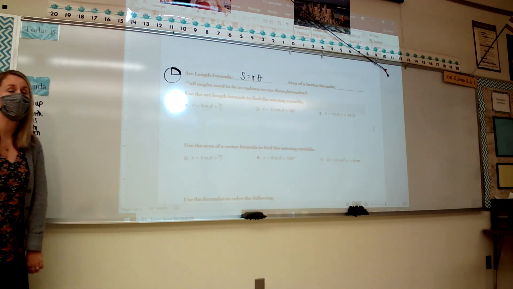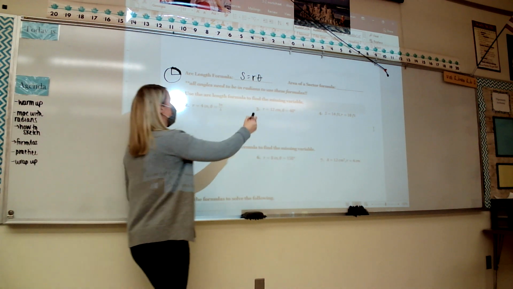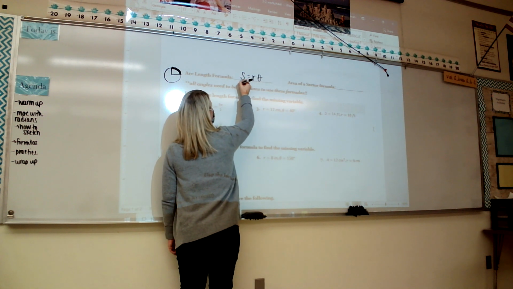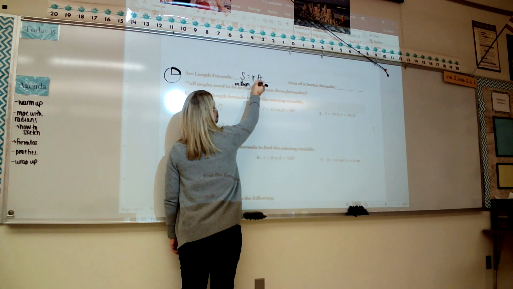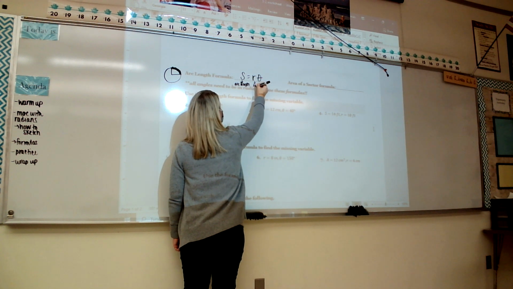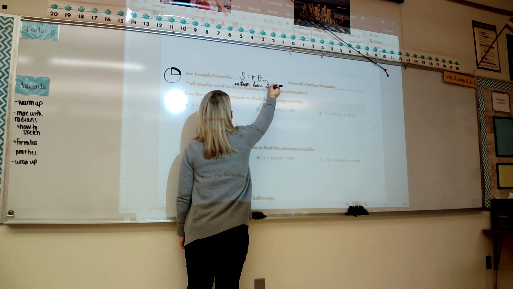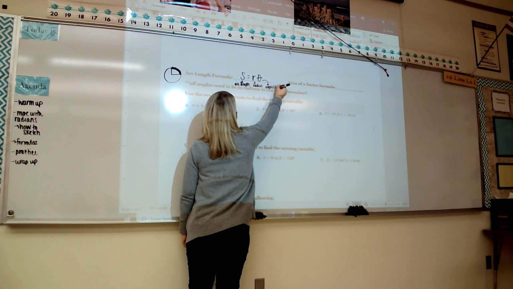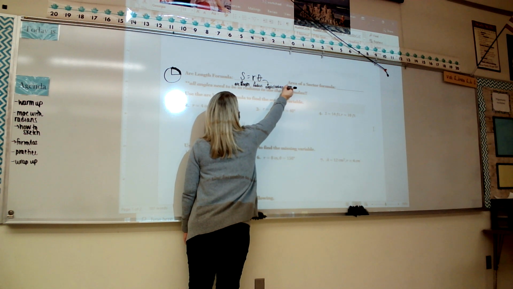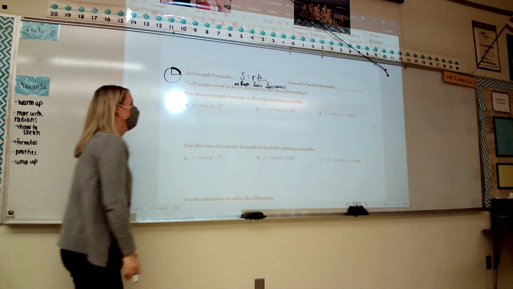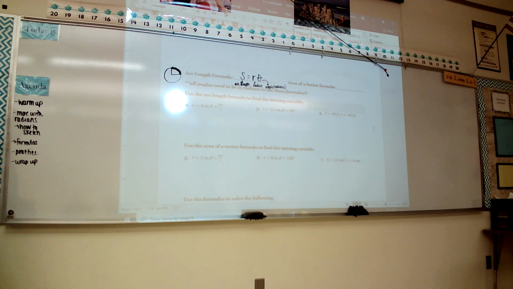Okay, so that's not a bad formula. Just as a heads up, S is arc length. R is radius. And theta is your angle, but it has to be in radians. Once again, a nice quick little formula, and we'll get used to it today. We won't do anything too fancy with it, but just get used to plugging in.